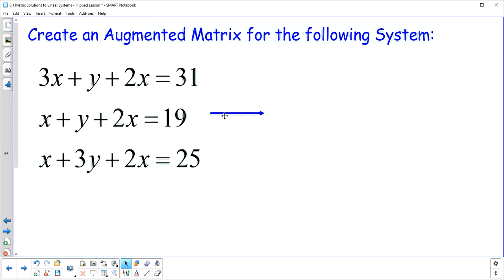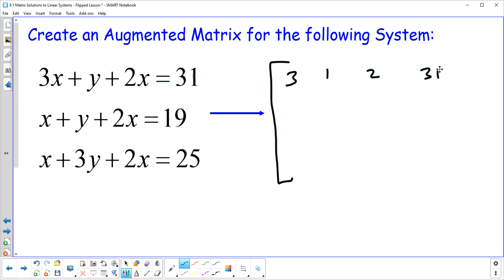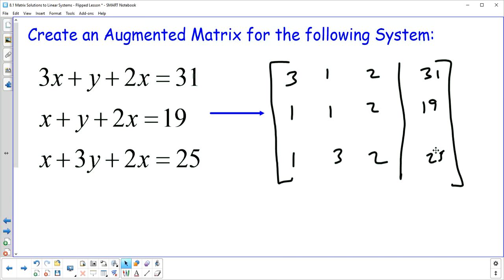So to create an augmented matrix, you already see that your variables are on one side, your constants are on the other side. So we're going to make our big bracket, and now we can just write our equation. 3, 1, 2, 31. I'm going to put my other bracket over here. X is 1, 1, 2, and 19, and then 1, 3, 2, and 25, and we can put a line down this.